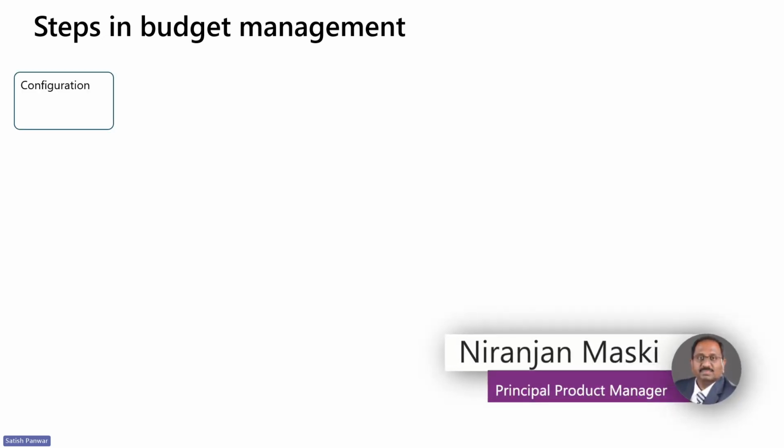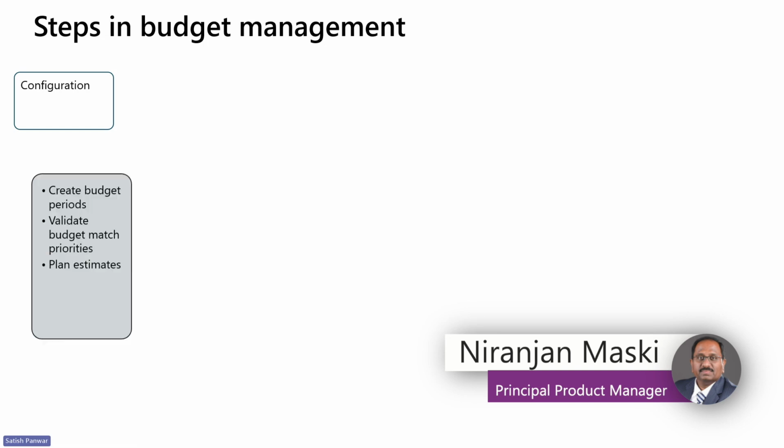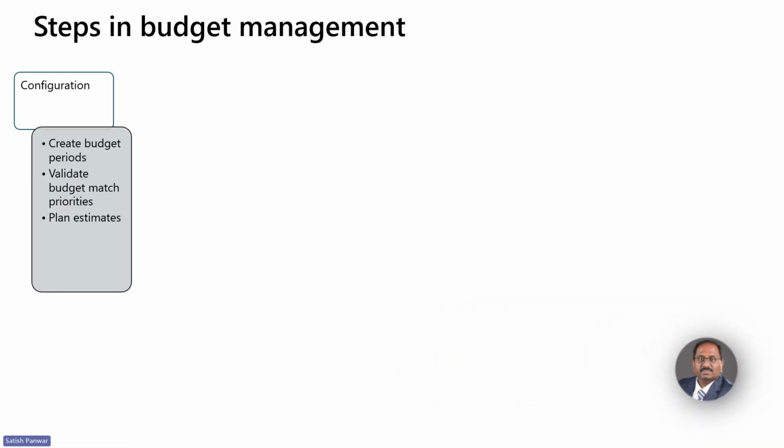Next, we'll talk about what are the steps in budget management. And with that, I'll hand it over to Niranjan. Let's start with the configuration, right? So the configuration of a budget involves creation of budget periods, validating budget match priorities, which are by default available. And you'll also start with the planned estimates.